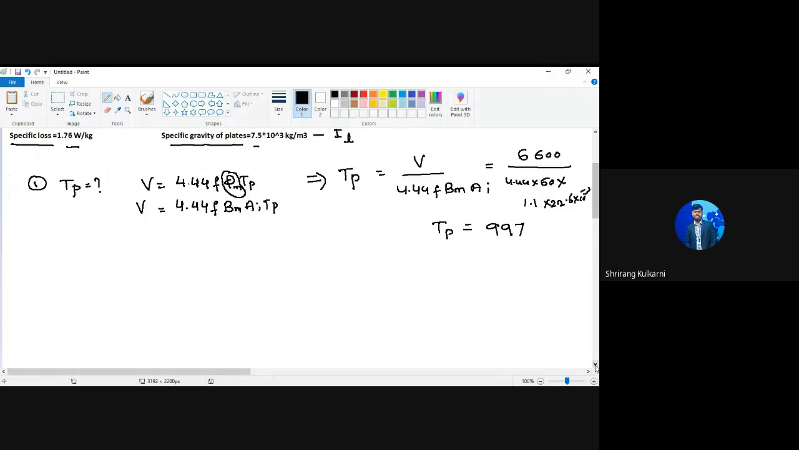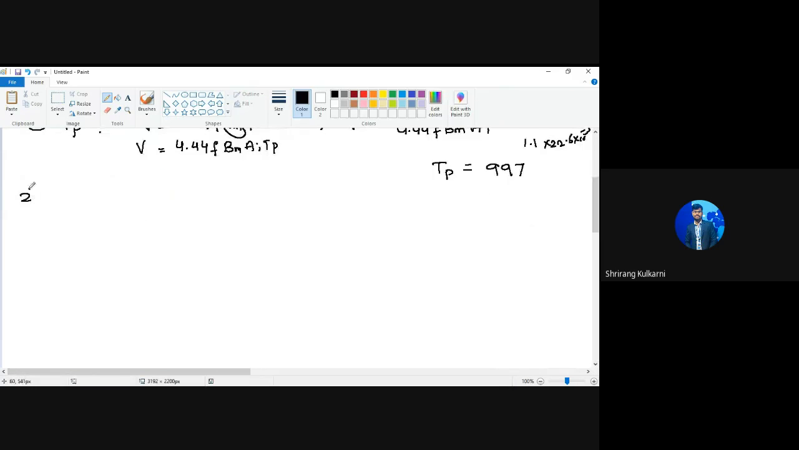Okay, let us move on to the next part. So IM, calculation of magnetizing current. For a calculation of magnetizing current, what we have to calculate first? We have to calculate the total ampere turn. Means what? Total MMF we have to calculate first.